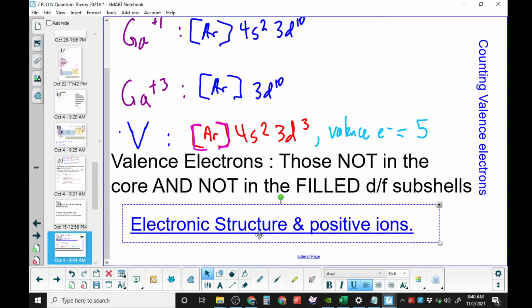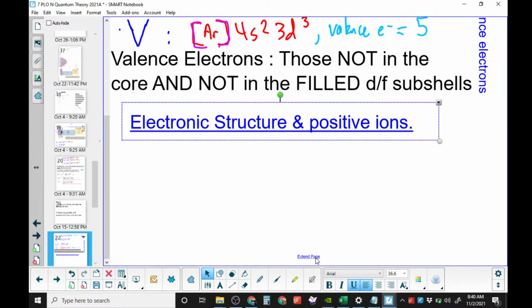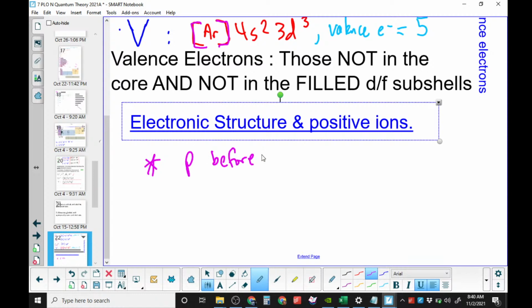When we're looking at electronic structure and positive ions, a useful way to remember it: P before S before D. So we remove p orbitals before s orbitals before d orbitals. If we had gallium plus 4, we would start removing from the d. I don't think there is a gallium plus 4. That would be very rare.